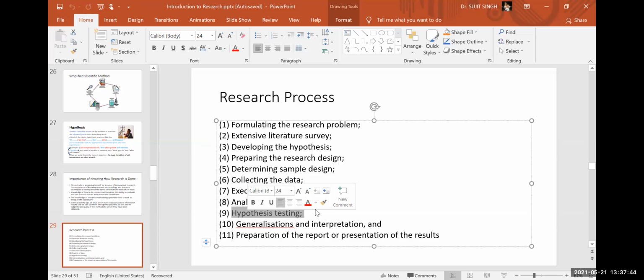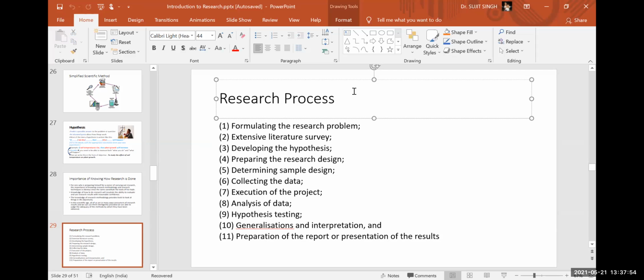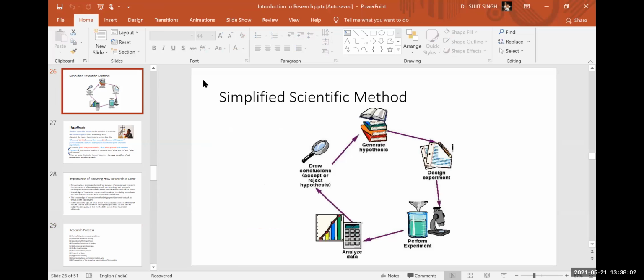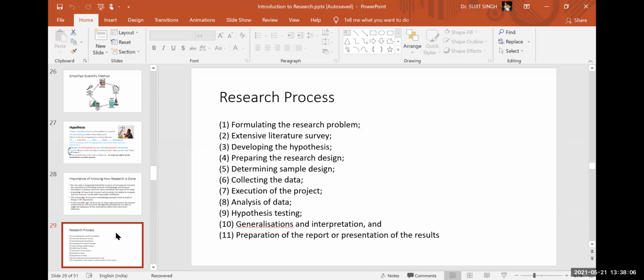If that is accepted, then you are going to generalize that interpretation, interpret that result, and finally preparation of report or the presentation of the results. This research process we are going to follow. This is based upon this scientific method. And as an engineer, we are going to follow this scientific method for our research. Okay.